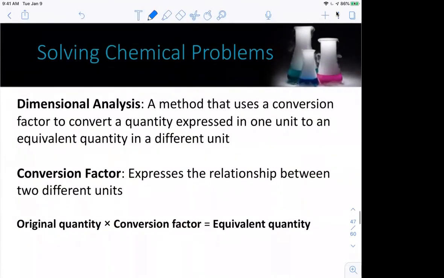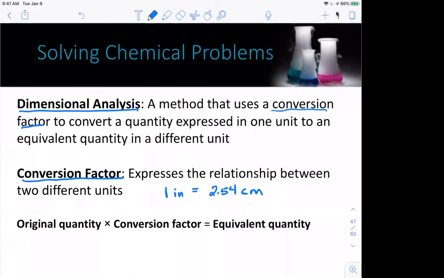So dimensional analysis is a method that's going to use conversion factors that are converting a quantity expressed in one unit to an equivalent quantity in a different unit. Conversion factors are the relationship that is expressed between those two different units. For example, I know that 1 inch is equivalent to 2.54 centimeters. That's a conversion factor that I can get off any chart of relationships.